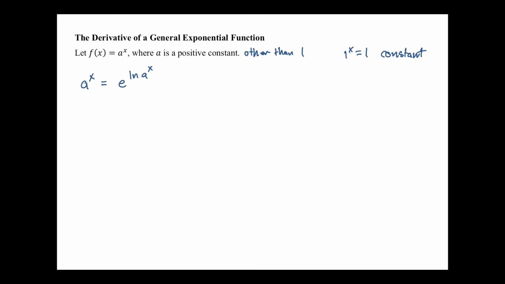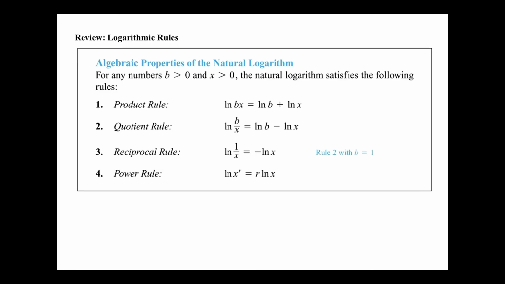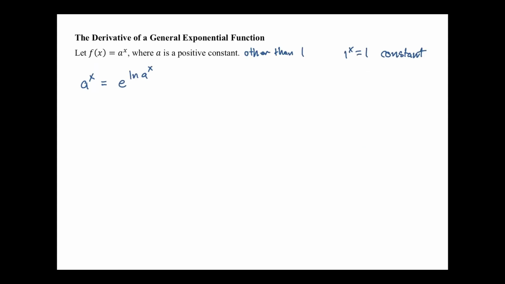because now that this a to the x is inside an ln, the power rule, not the power rule, the exponent rule, or it's the power rule for logarithms, allows this to come out. And again, that's in a few slides from now. If we just remember, the power rule for logarithms allows the power of the input to come out in front of the logarithm. So that's what we're using there.